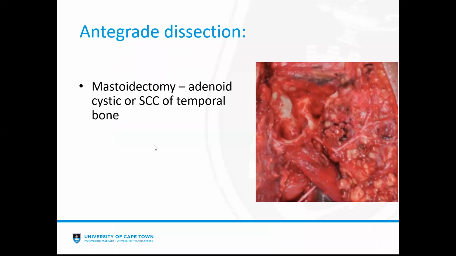In some circumstances, like where parotidectomy is being performed for adenoid cystic carcinoma with invasion into the mastoid segment of the facial nerve, or where parotidectomy is being performed as part of a temporal bone resection for squamous cell carcinoma, one may have to start with a mastoidectomy and use standard mastoid landmarks to identify and dissect out the facial nerve distally.